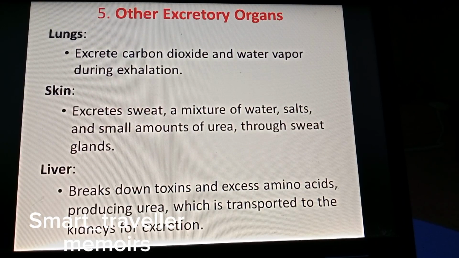Other excretory organs are the lungs. These excrete carbon dioxide and water vapor during exhalation. Exhalation is when you breathe out. Skin excretes sweat, a mixture of water, salts, and small amounts of urea, through sweat glands. The liver breaks down toxins and excess amino acids, that is deamination, producing urea, which is transported to the kidney for excretion.